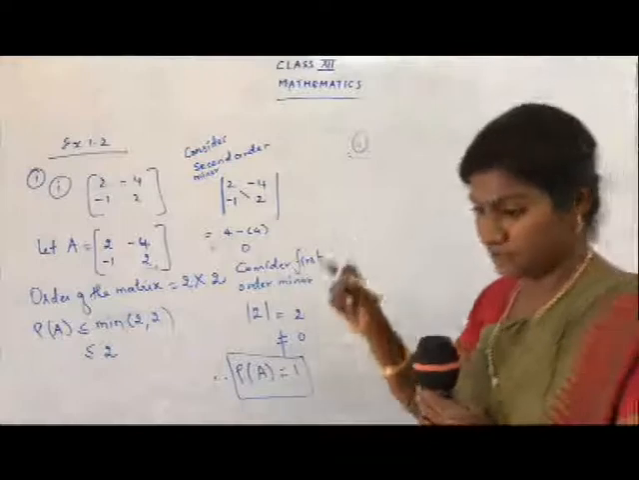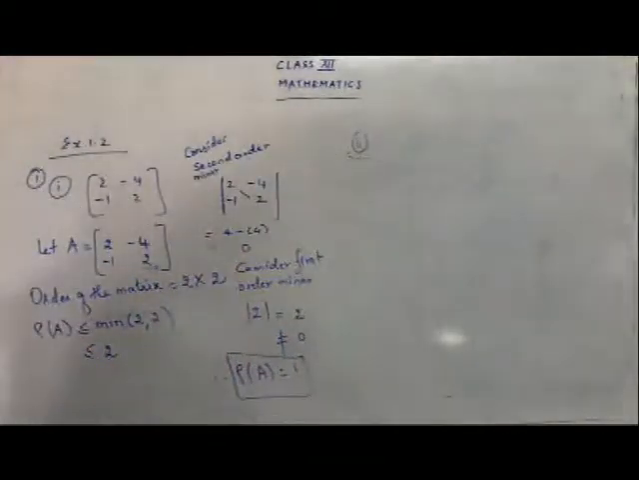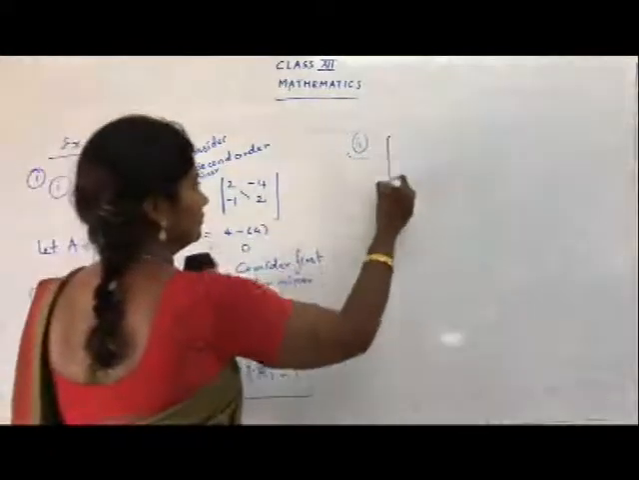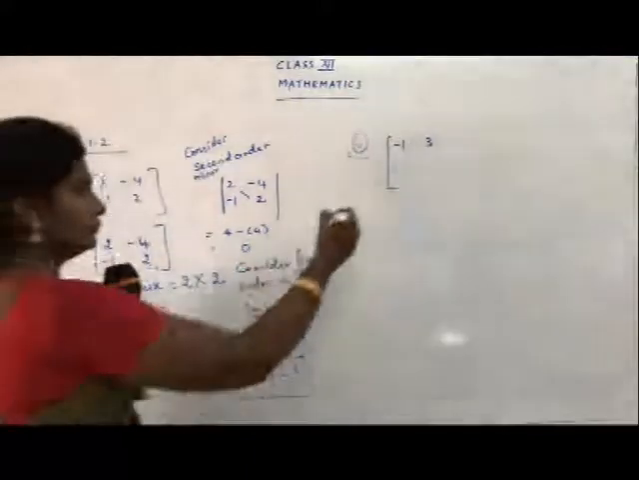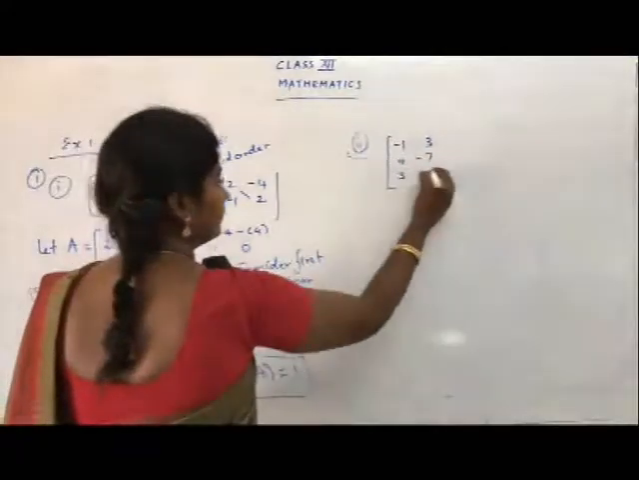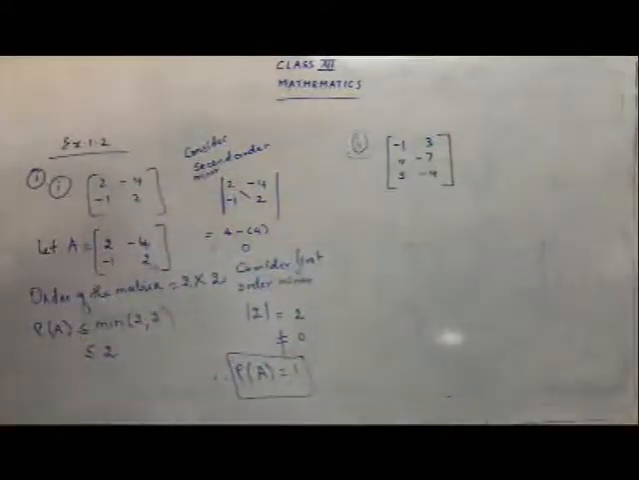Second subpart. Minus 1, 3, 4 minus 7, 3 minus 4.